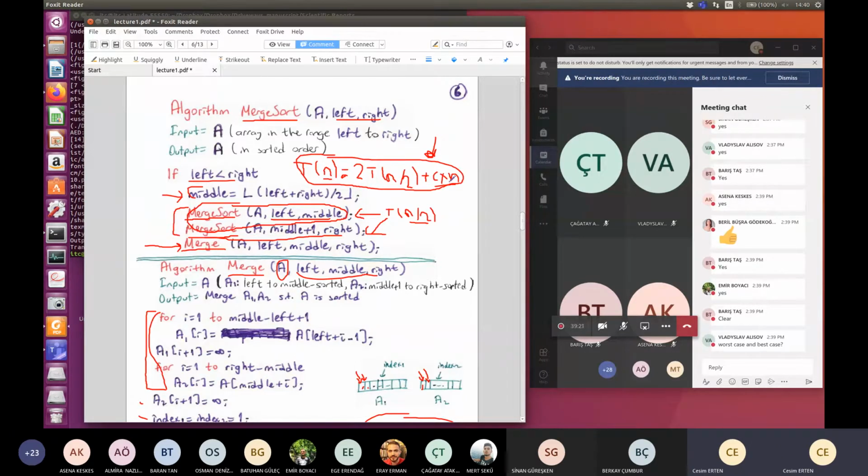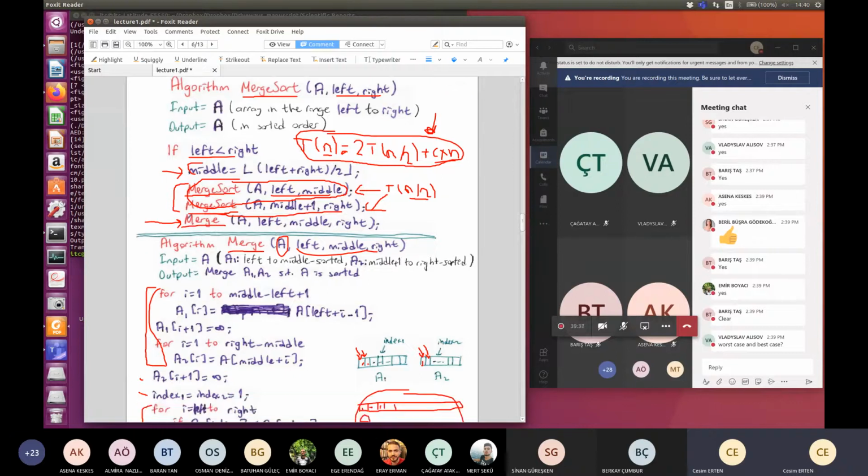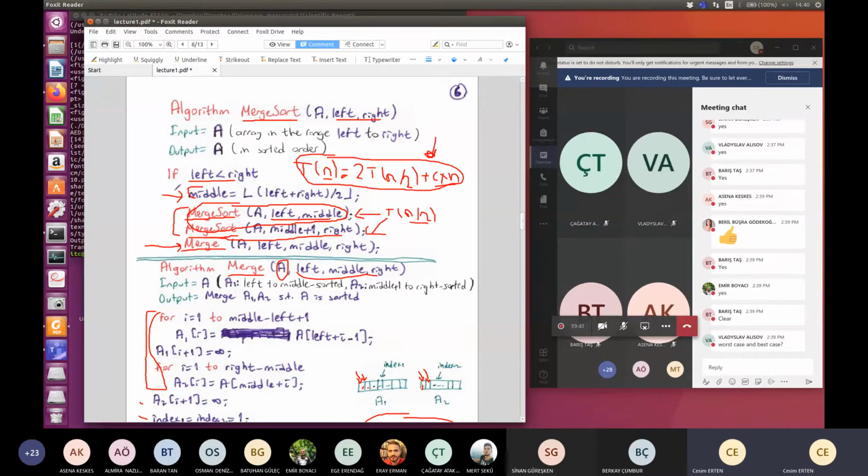Not worst case and best case. Notice that while writing this recurrence relation T of n, we haven't made any analysis regarding worst case or best case. So let's relook at how we found the running time. So constant time for this assignment, this recursive call is always T of n divided by 2. Right? It doesn't matter how the input is organized because it is calling merge sort on an input of size n divided by 2. Then its running time must be T of n divided by 2.